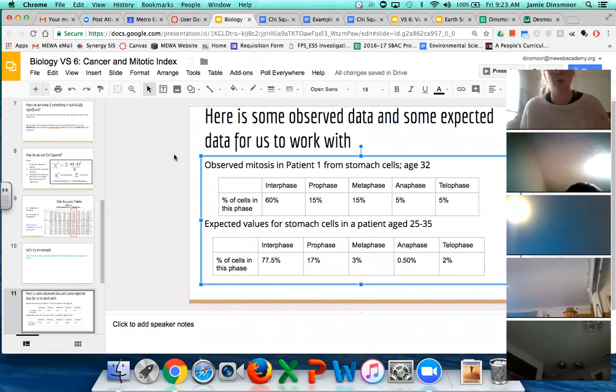Some things probably stay pretty consistent, like skin and the intestines. They have a high rate pretty much your entire life. But other things, like if you're a baby, your stomach is going to be dividing like crazy, growing.